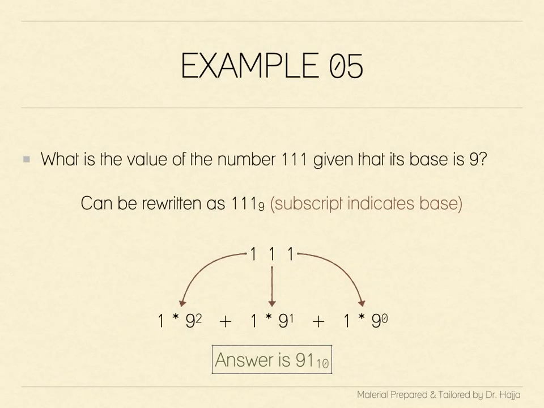Last but not least, we're tackling the number 111 in base 9, or as we mathematicians write it, 111 with subscript 9. With all these ones, you'd think we were playing a slot machine. We start on the right with 1 times 9 to the power of 0, which equals 1. The middle digit gives us 1 times 9 to the power of 1, which equals 9. And the leftmost digit results in 1 times 9 to the power of 2, which is 81. Adding these up, our lucky slot machine gives us a total of 91 in base 10. Jackpot! We've successfully navigated from base 9 to base 10 with ease.